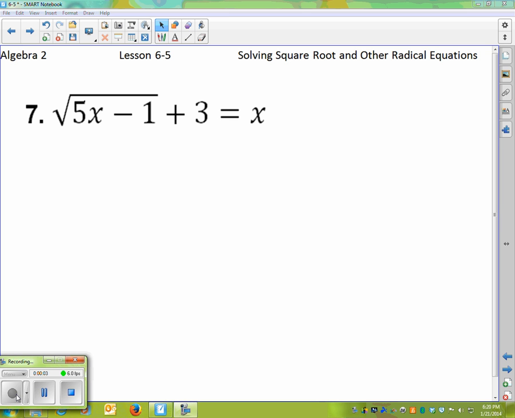Welcome to part 2 of lesson 6.5, solving square root and other radical equations. In this lesson, we're going to work with how to solve the problems when you have a variable on both sides of the equation.